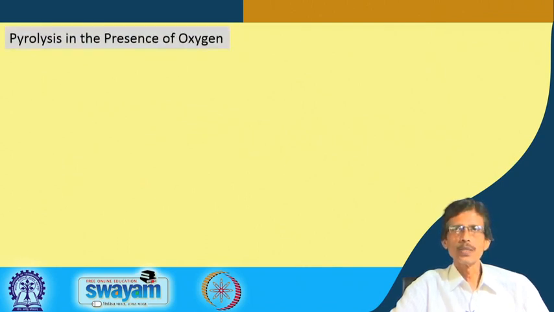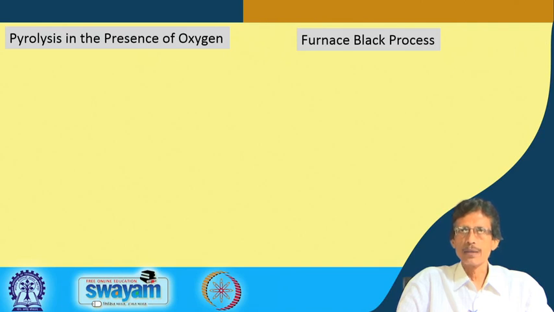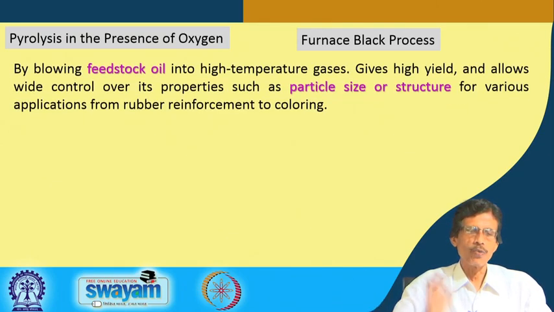So, we go for pyrolysis for the production in presence of oxygen. So, we use oxygen, and in presence of oxygen we try to burn it. So, the product we will be getting over there is the corresponding carbon black. We will be utilizing a furnace. So, that is why it is a furnace black process. So, the furnace black process will be utilized for getting that particular carbon black by blowing feedstock oil, because we try to burn oil also, another carbon based organic compound, into high temperature gases, which gives basically high yield and allows wide control over its properties.